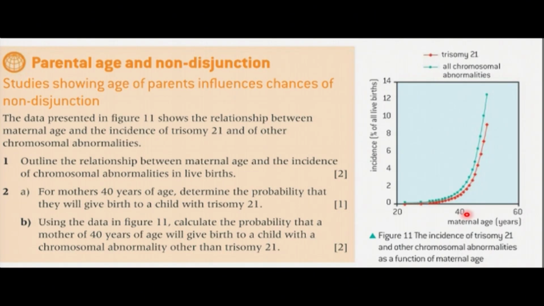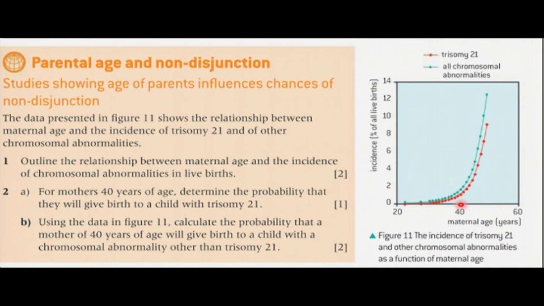Don't worry, the men, we shall deal with you next time. The incidence or percentages of all the live births. Trisomy, 3 chromosomes, that's chromosome 21, red line. All chromosomal abnormalities, green line. Now you need to check the occurrences.